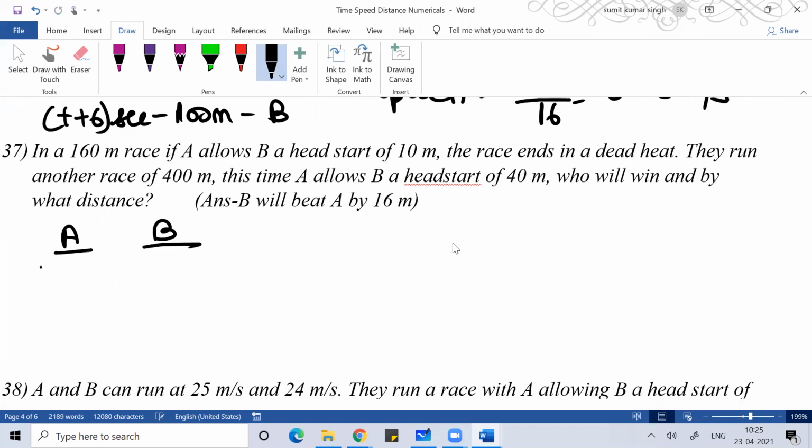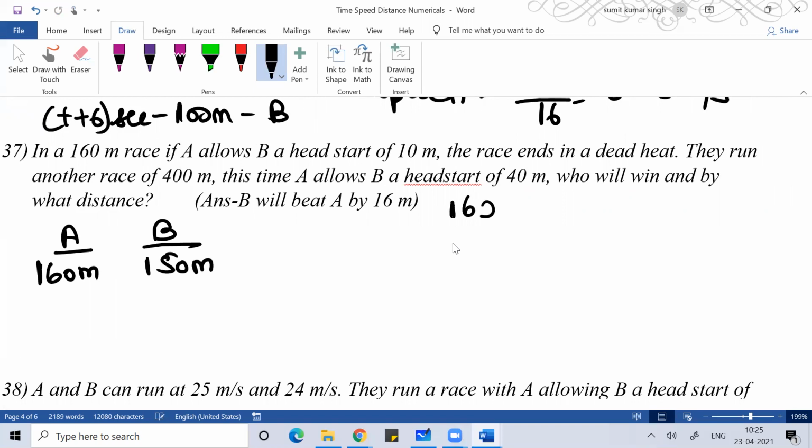So A is telling B that I'll run 160 meters, you run 150 meters. So A is giving 10 meters advantage to B. Then the race will end in a dead heat, meaning both will reach the finishing line at the same time.